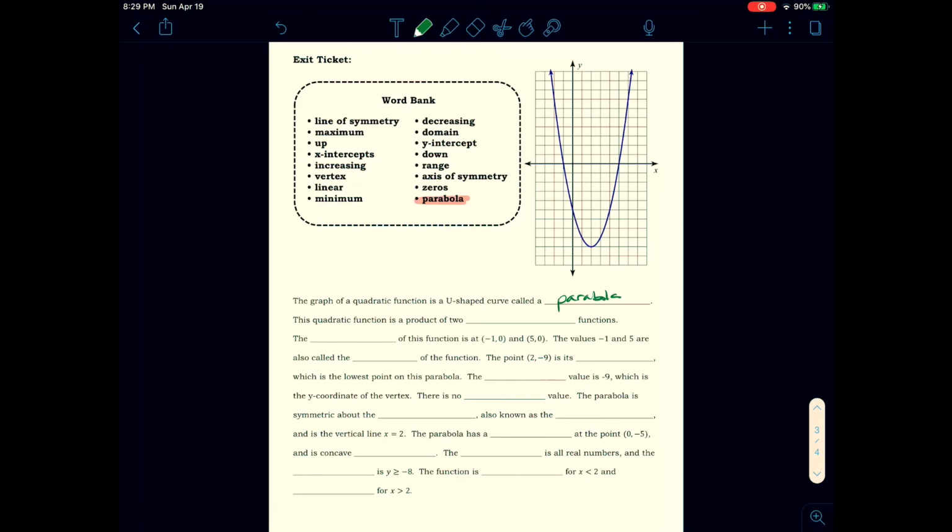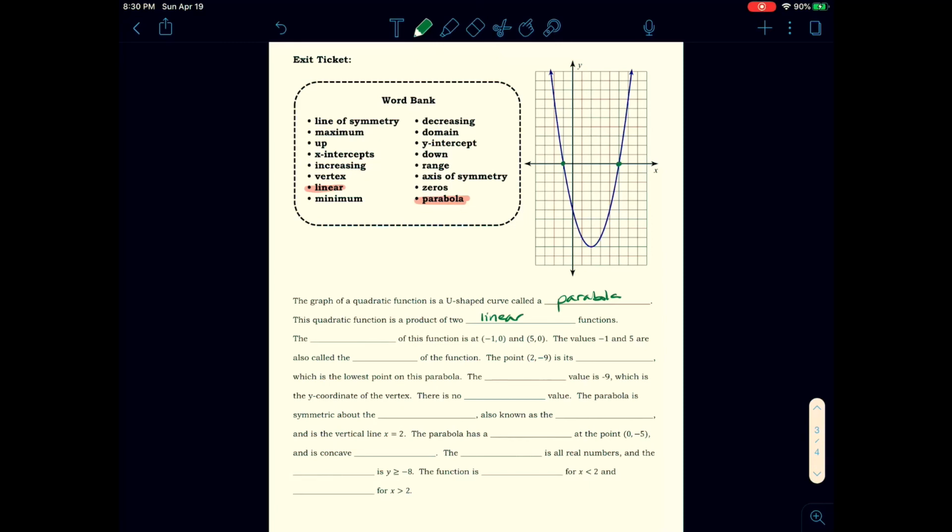This quadratic function is a product of 2 linear functions. If you remember in the previous worksheet, what we did was we took these 2 lines, right, and we multiplied them together. The end result was a parabola. The blank of this function is at -1, 0, and 5, 0. So -1, 0 is right here, 5, 0 is right here.